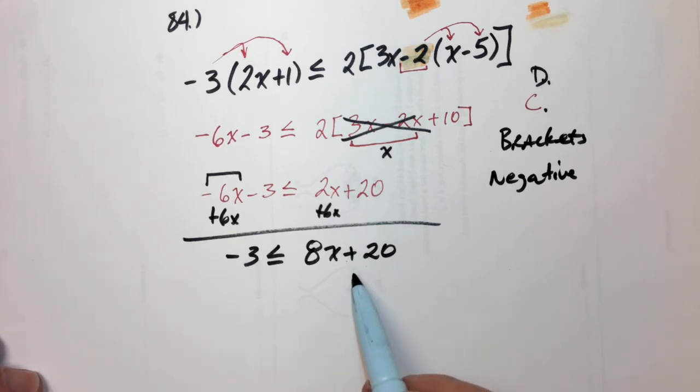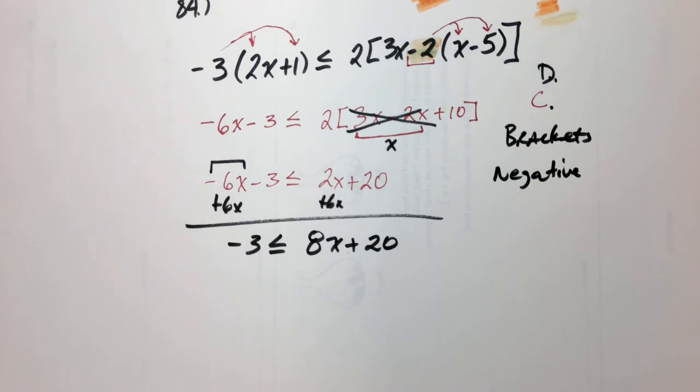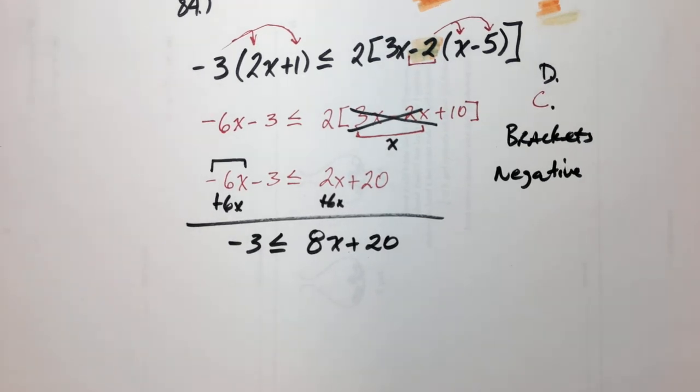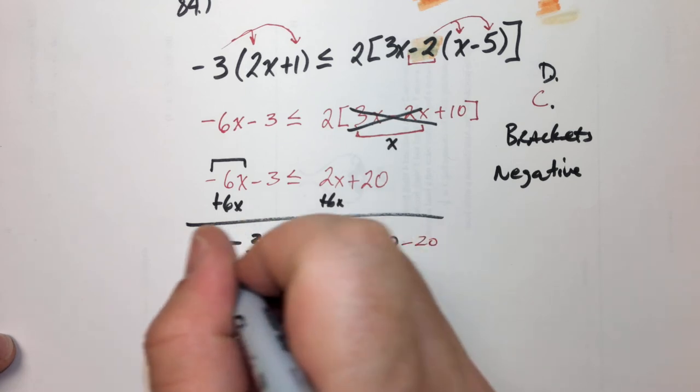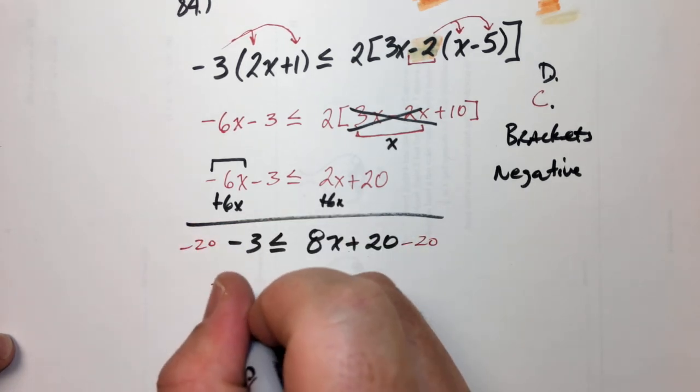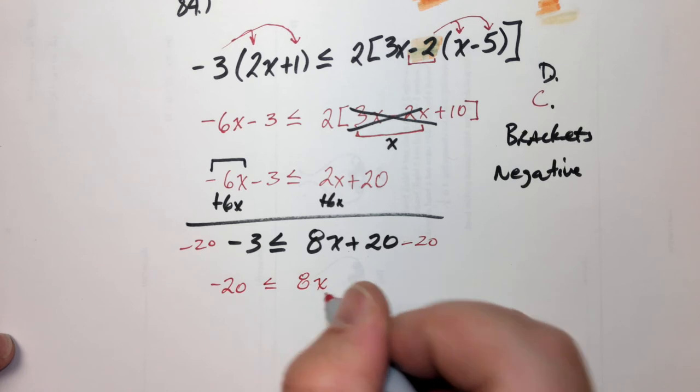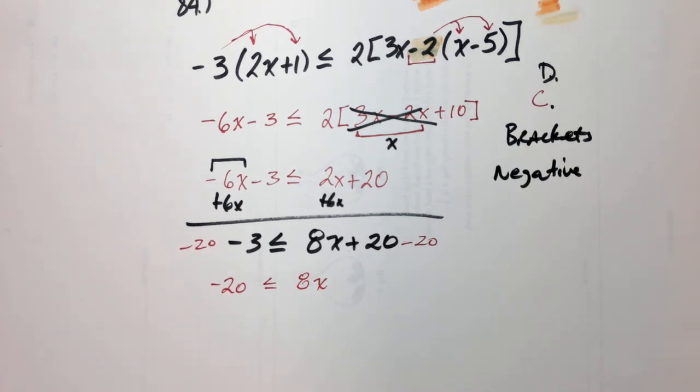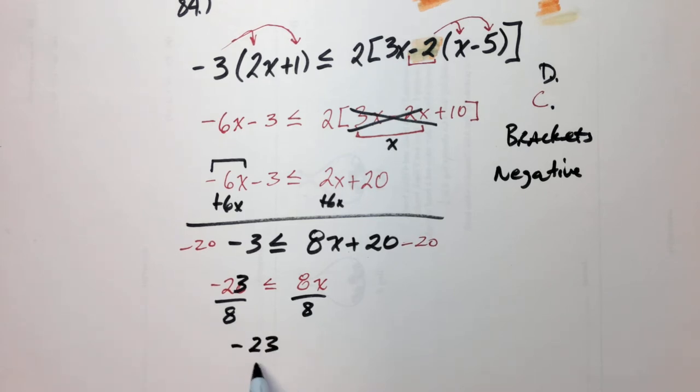So then, now this one's pretty easy because you just have to use inverse operations. And I think you guys are, well, based on what you did on Thursday, that seemed kind of easy. Just got to subtract 20, right? Yeah, divide by 8. -20. And then you're right, 8 times x, so you divide by 8. Oh, that's 23, sorry. Yeah. And that's your answer. -23 over 8 less than or equal to x.